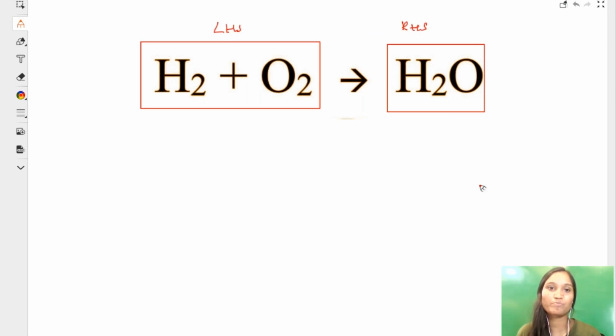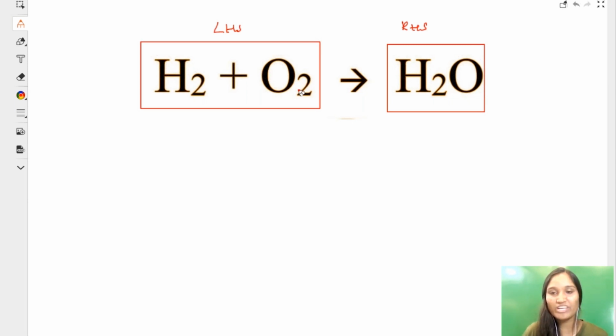We identified it. The second one, check if the reaction is already balanced by chance. But how do we check? What is a balanced chemical equation? It is when left hand side entities are equal to right hand side entities, right? So let us count the number of atoms on both the sides.